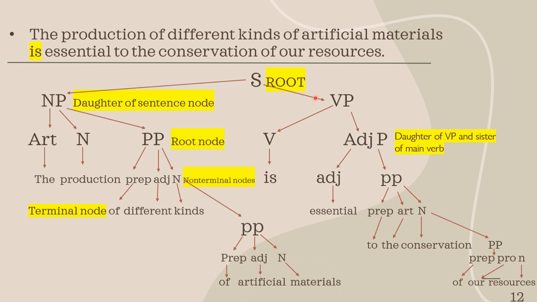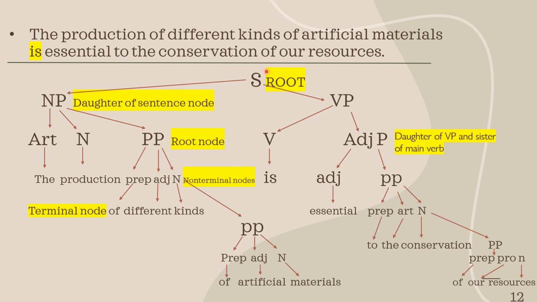Then the verb phrase. The verb phrase consists of the main verb, which is, and an adjectival phrase, which consists of an adjective, which is essential, and a prepositional phrase, which is to the conservation of our resources. The prepositional phrase consists of a preposition, to, article, the, noun, conservation, and another prepositional phrase coming out of the noun because it describes the conservation, and it consists of preposition, of, pronoun, our, and noun, resources.